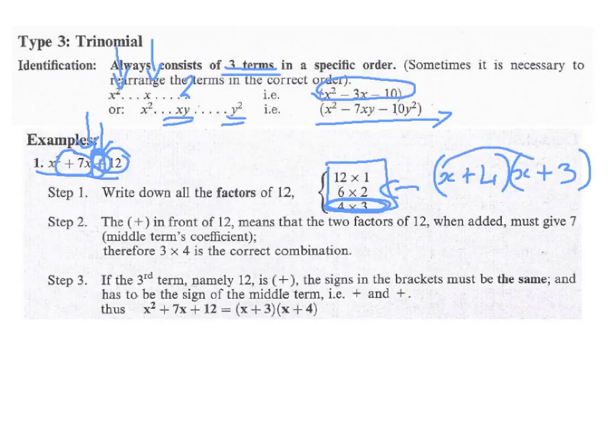I've multiplied this out. We'll get x times x is x squared. That would give me 3x, and that would give me 4x, and 3x and 4x is 7x. And the last term multiplied together gives me 12.